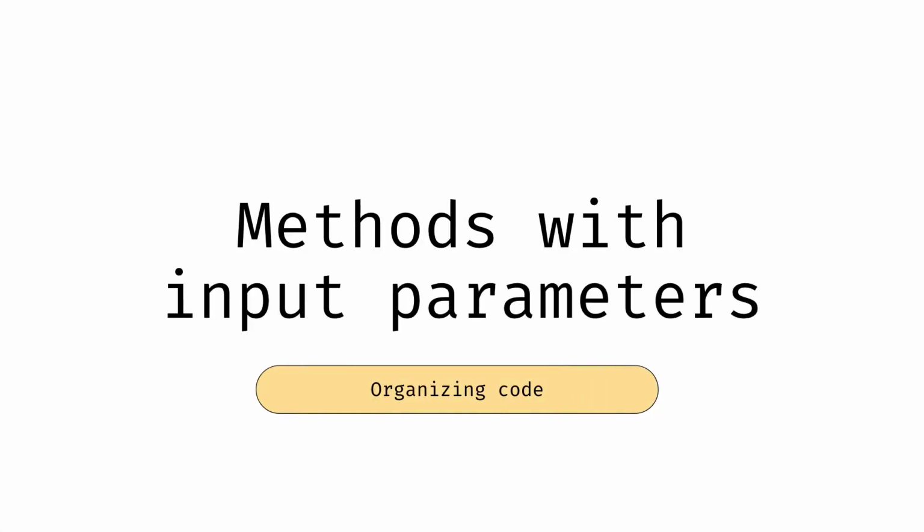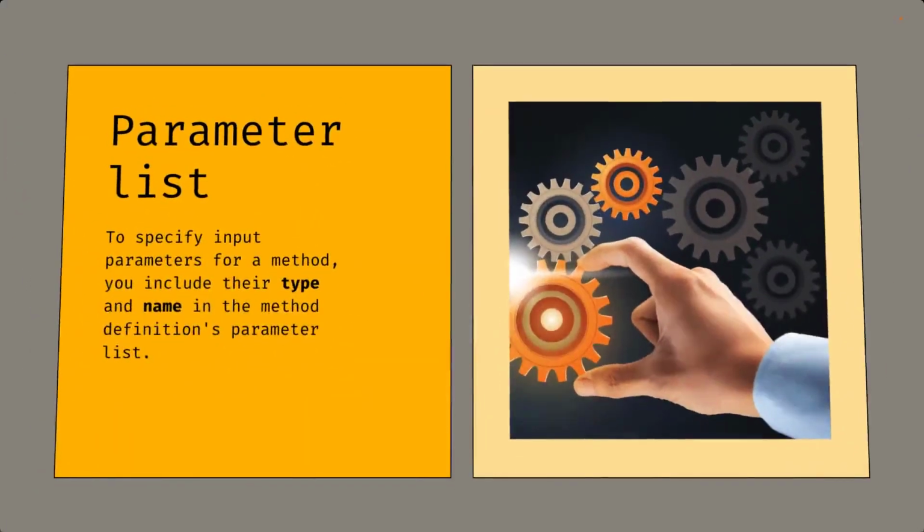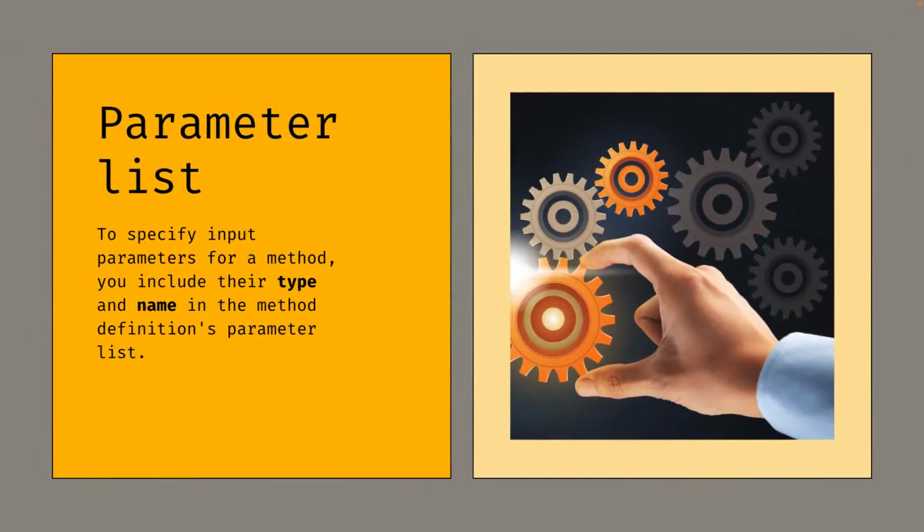We can make our methods more interesting by providing input for them. Methods need to be defined in a way that they accept this input. This is done with the parameter list. To specify input parameters for a method, you include their type and name in the method's definition.